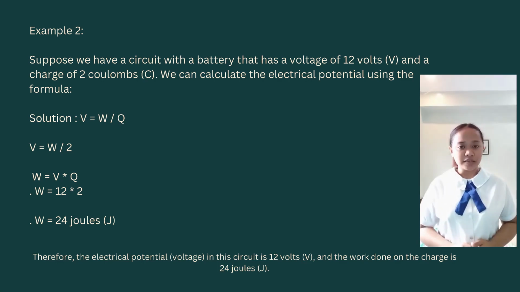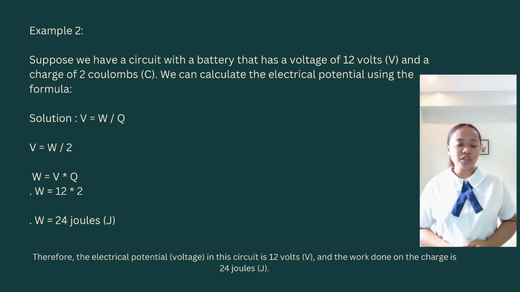Let's consider another example to understand the formula better. Here is example number 2. Since the charge is given as 2 coulombs and the voltage is given as 12 volts, we can substitute these values into the formula. V is equal to work over 2.